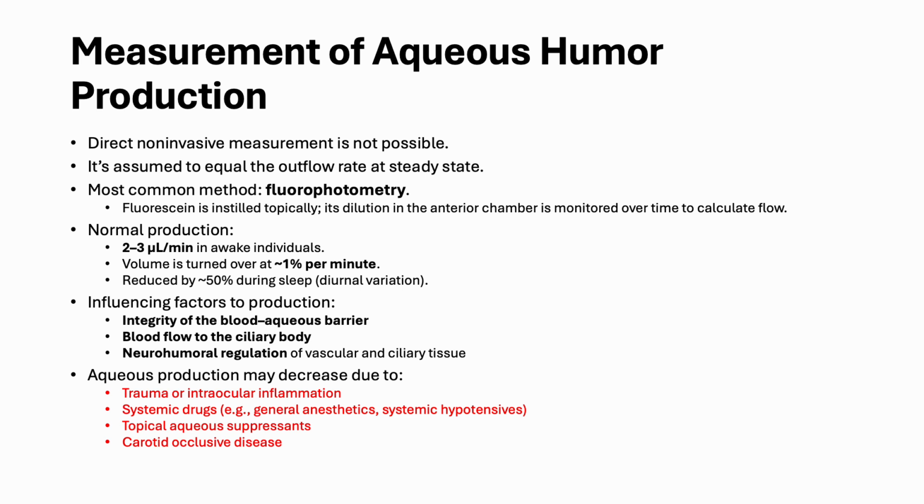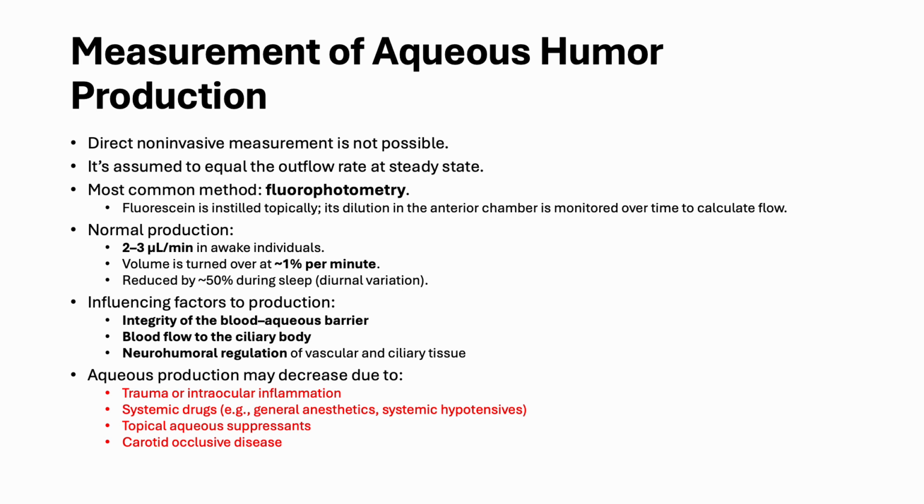Normal aqueous production in awake individuals ranges from 2 to 3 microliters per minute. This volume is turned over at a rate of approximately 1% per minute, and production decreases by about 50% during sleep, reflecting a diurnal pattern.